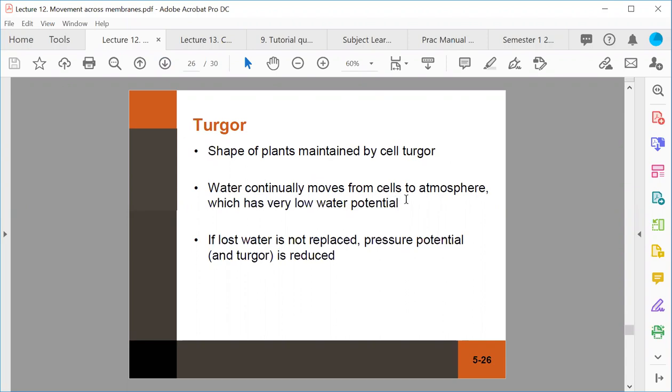Water continually moves through the plant from the cells to the atmosphere, and the atmosphere has a very, very low water potential. Depending on the day, the water potential of the atmosphere could be as low as negative 100 megapascals. If that lost water is not replaced, then the pressure potential within the cell, and therefore the turgor, will be reduced. And then what happens? Plants will start to wilt.